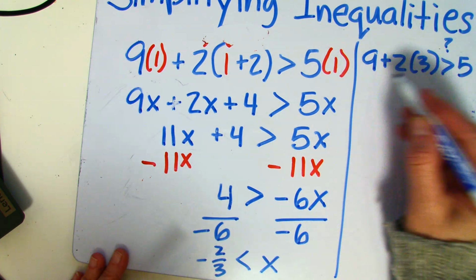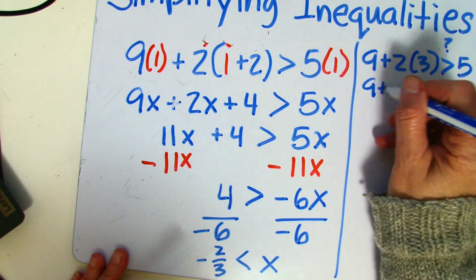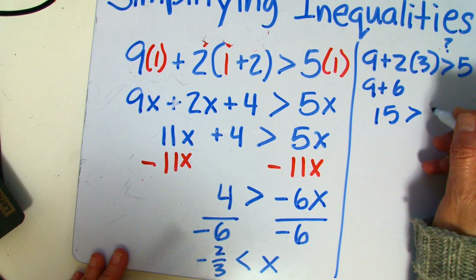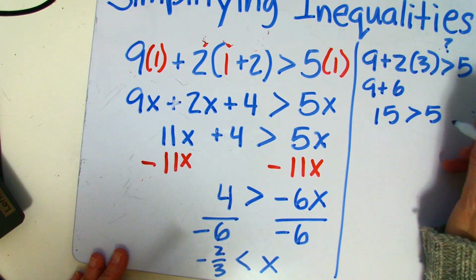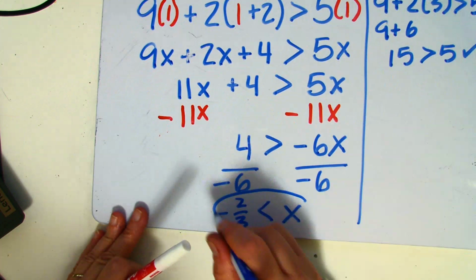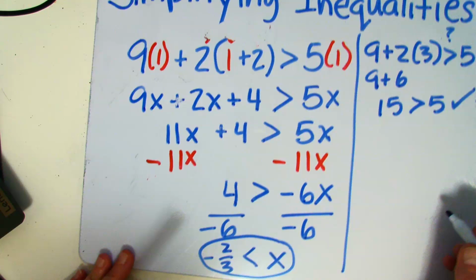Okay. Again, I'm going to multiply, then add. So 9 plus 6, that's going to be 15. That is greater than 5. So because that worked out, this is my solution. And then, of course, I would graph it.